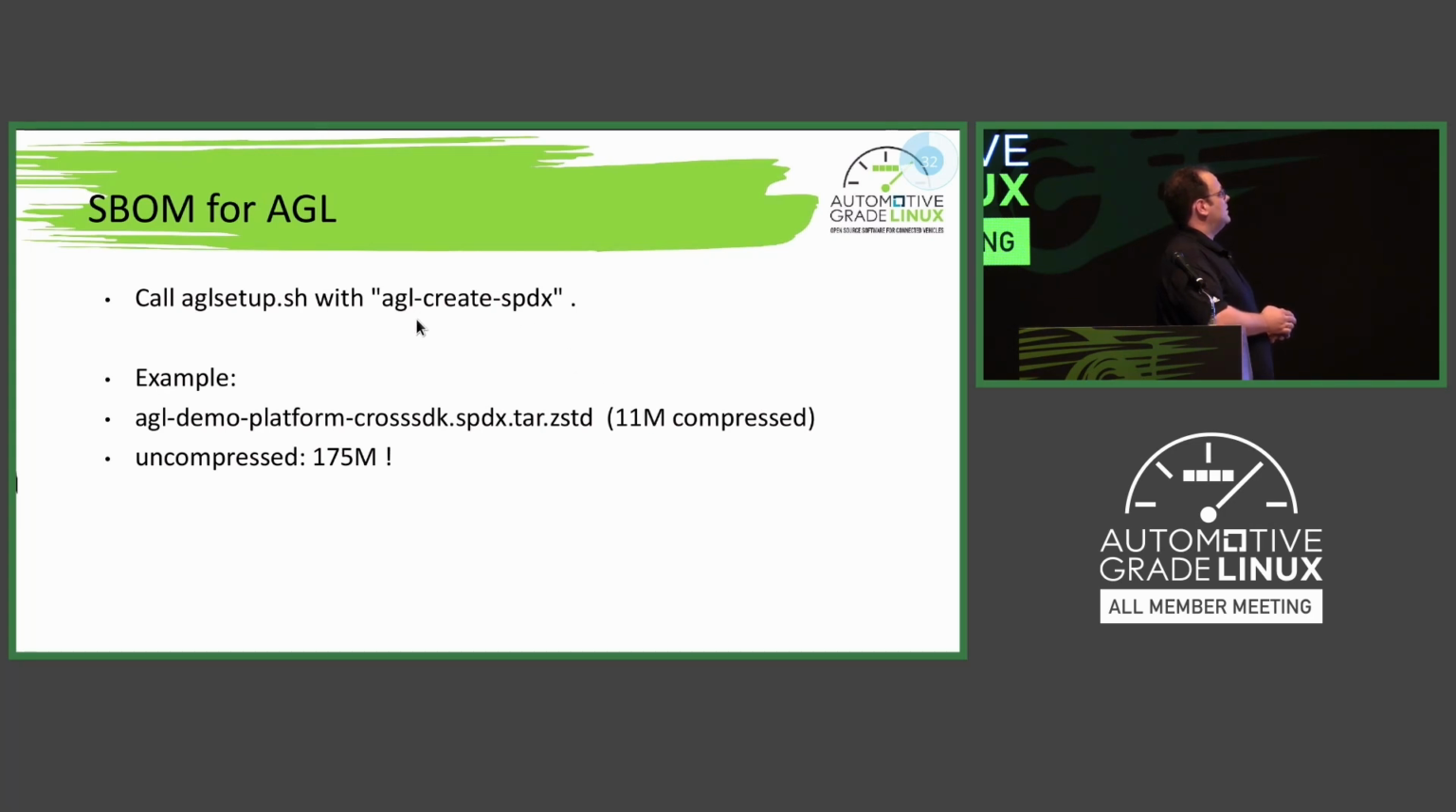Okay, so here you just turn on AGL create SPDX, and you get this tarball, which is 11 megabytes. Uncompressed is 175 megabytes. Right? So it's all text. Yeah? So this is a lot of metadata.